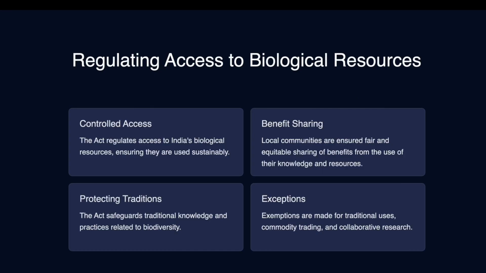So why the Biodiversity Act? What is the objective and what are the main functions of this act? The first function is controlled access. This act regulates access to India's biological resources, ensuring that they are used sustainably. It is not that if a particular resource is there in a forest, its utilization should be in such a manner that it vanishes, because every resource has a part to play in the ecological cycle.